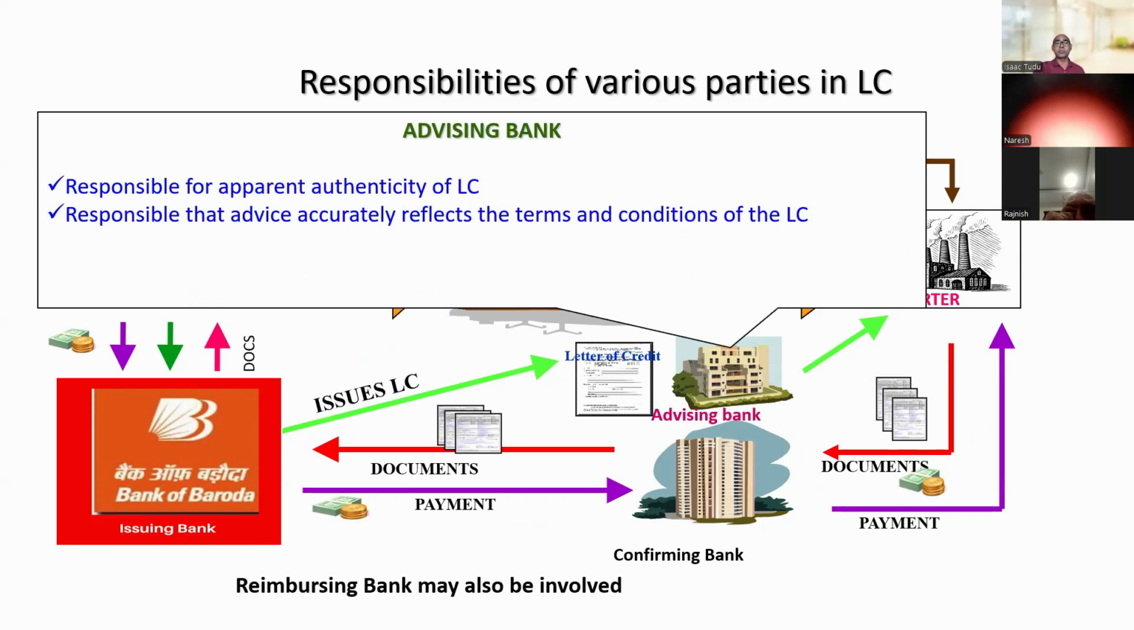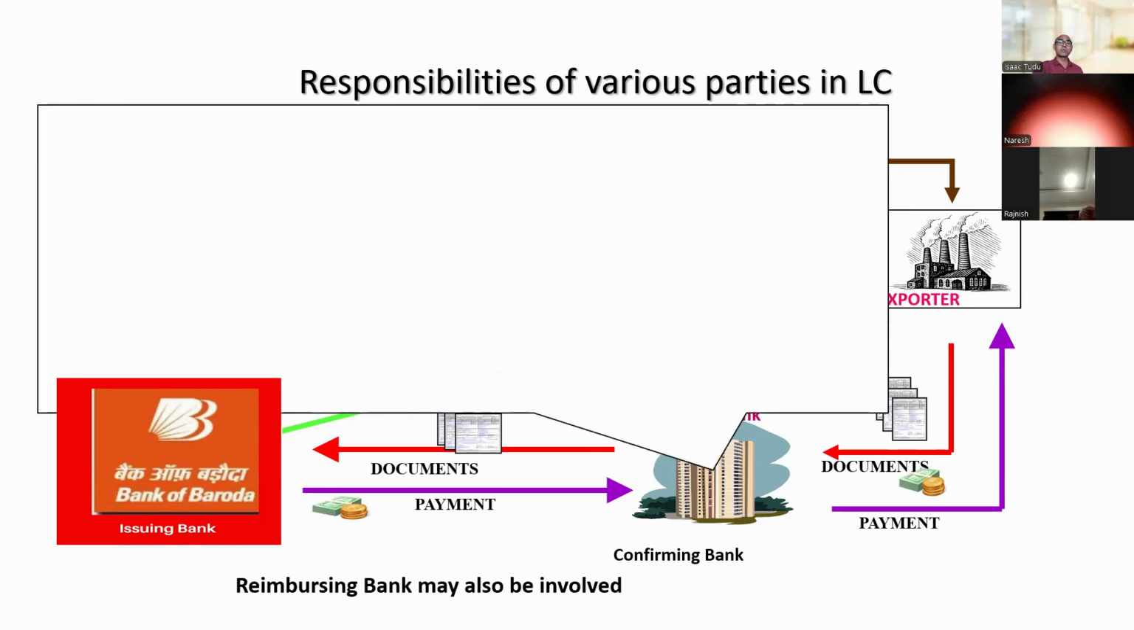They are responsible for two things: that the LC is genuine. This is the responsibility of the advising bank, that they have satisfied themselves of the apparent authenticity of the LC, and that each and every word of the LC which they had received has been communicated to the beneficiary. These are the two things the advising bank will do. Okay. Now come to the confirming bank.